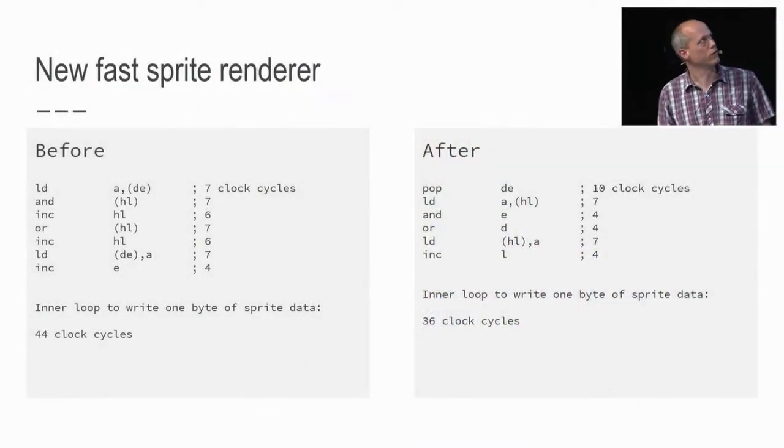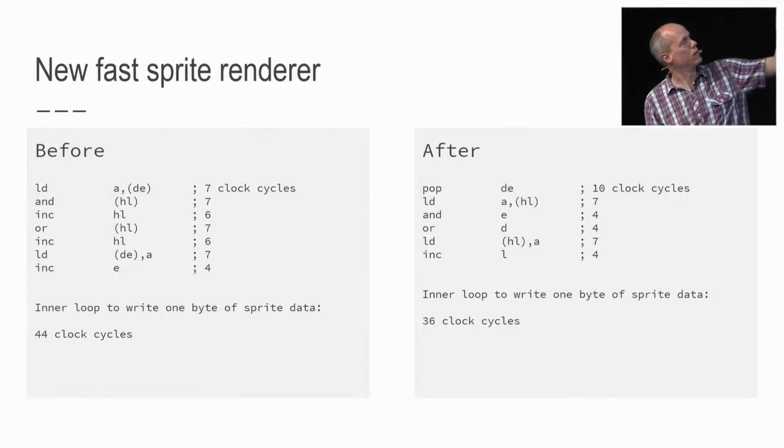So the old sprite renderer, it's not massively efficient. It's about 44 clock cycles per byte. So what it's doing, there's a pointer set up to the screen, or the screen buffer, and there's a pointer set up to the sprite data.